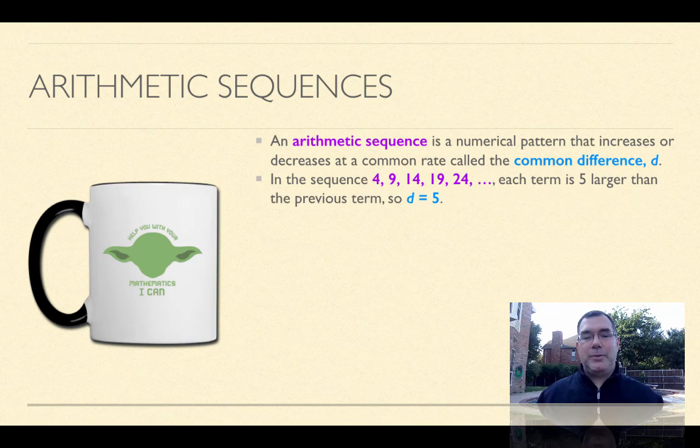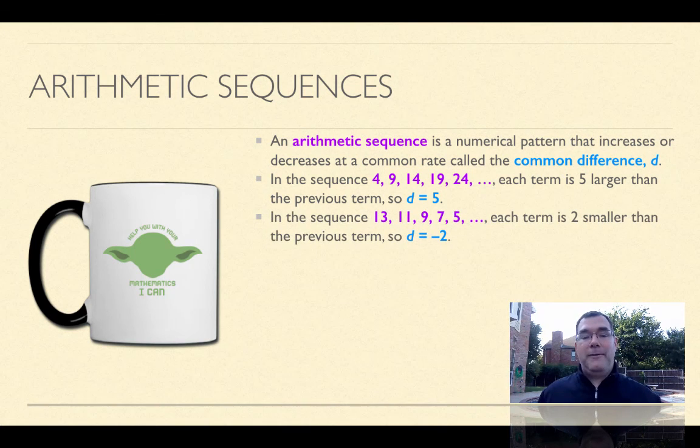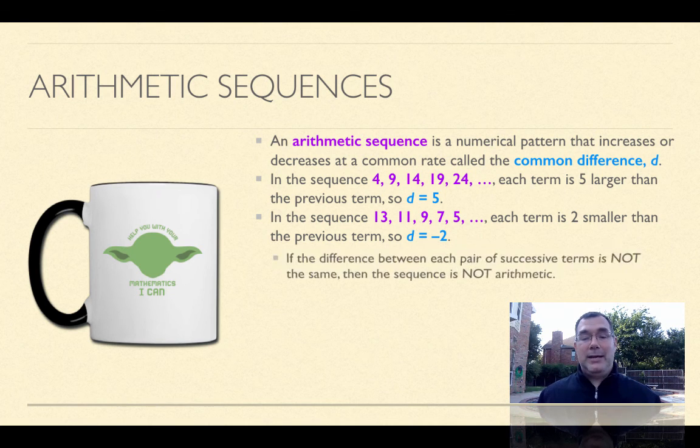So let's look at some examples. I've got 4, 9, 14, 19, and 24. So it looks like each term is increasing by 5 to get from one term to the next. So that common difference D is going to equal 5. In another sequence, I've got 13, 11, 9, 7, and 5, and it keeps going. So to get from one term to the next, I have to subtract 2 or add -2. So my common difference is going to be -2.